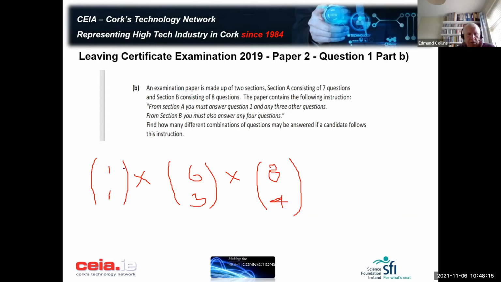What might have happened is that you might have taken the 3 out of the 7 or whatever, so that could cause you to lose marks. So working out then what the nCrs are here. In the first case, it's just 1. In the second case, it's 20. If you want to practice using your calculator for that, you can. And in the last case, it's 70.